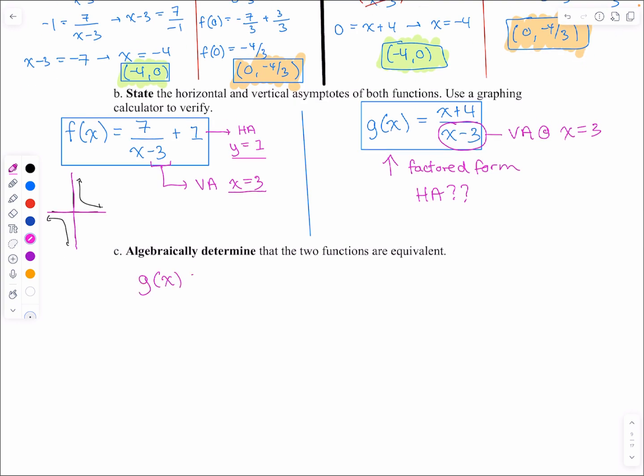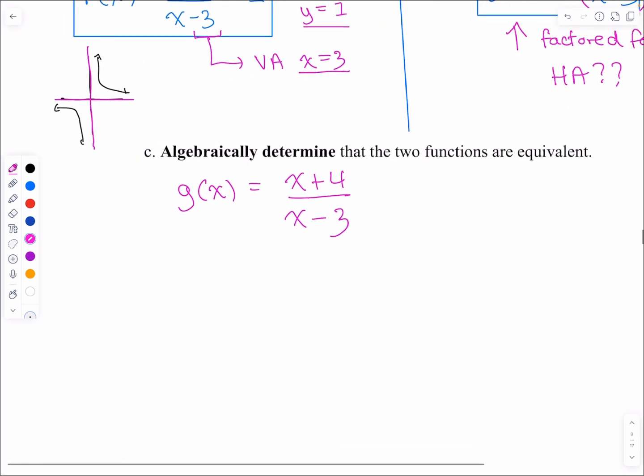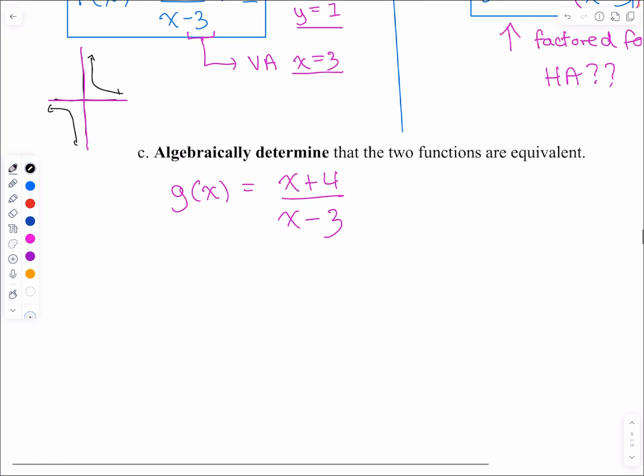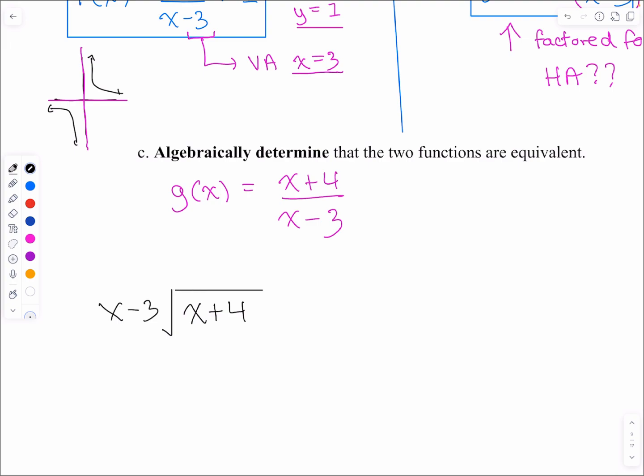I'm just going to rewrite it. So it looks like this. So how can we get these things to look the same? Well, what I'm going to do is some long division. So this statement right here is saying x plus 4 divided by x minus 3. If I write that as a long division statement, I would say x plus 4 divided by, oops, that division symbol is a little bit long. Let's fix that. There we go. x minus 3. And let's do some polynomial long division.